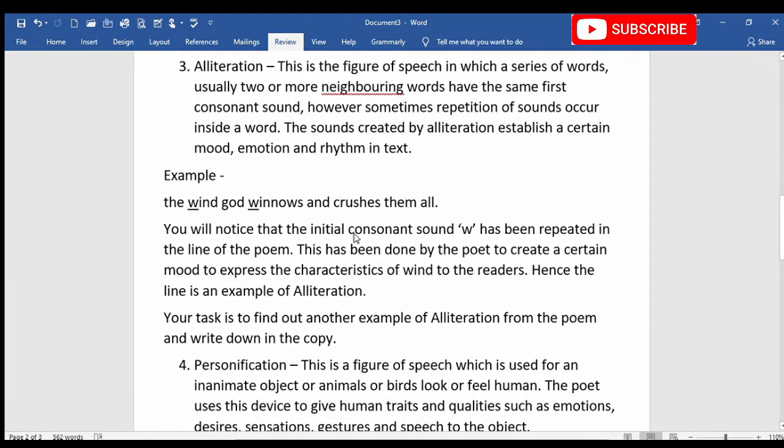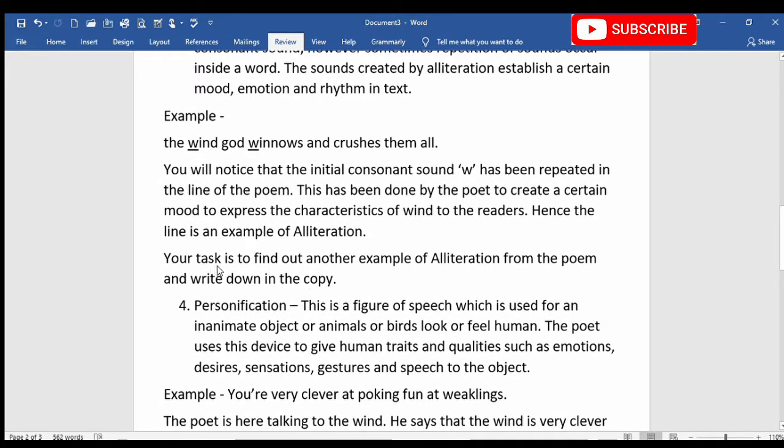You will notice that the initial consonant sound W has been repeated in the line of the poem. This has been done by the poet to create a certain mood, to express the characteristics of wind to the readers. Here the line is an example of alliteration. Now there's a task for you. Your task is to find out another example of alliteration from the poem and write down in the copy.